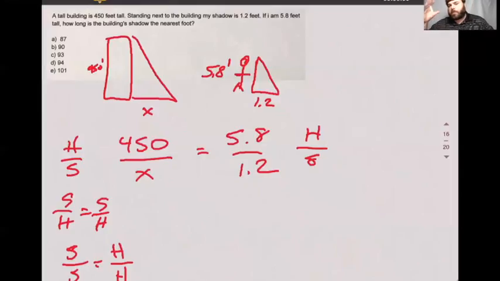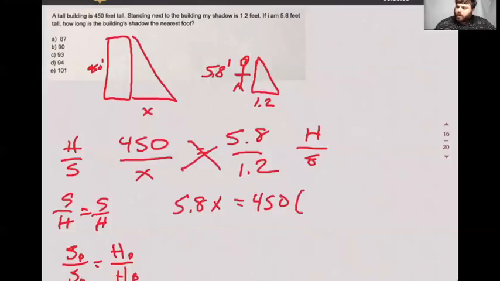If you do the shadow of the person over the building over the height of the person over the building, it's just got to match here. It's got to be person over building equals person over building. You can't get those mixed up. All right, so cross multiply: 5.8x equals 450 times 1.2. Divide out the 5.8, and you're going to get your answer.